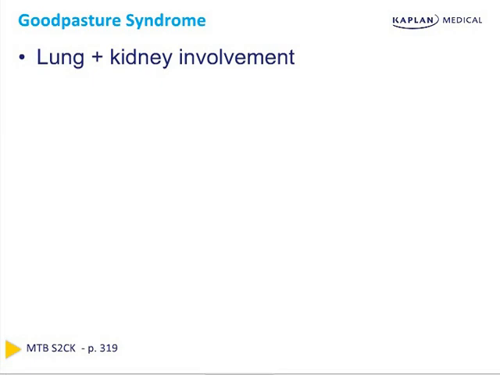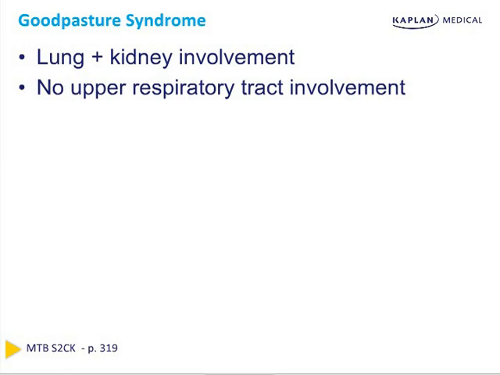One glomerular disease that's often tested on the USMLE Step 2 is Goodpasture syndrome. You'll want to think about the diagnosis of Goodpasture syndrome when you see the signs and symptoms of glomerular disease plus lung involvement. One thing to remember is that in Goodpasture syndrome, there's no involvement of the upper respiratory tract. This is what helps us differentiate it from Wegener's granulomatosis, which can also present with hematuria and hemoptysis, but will also have upper respiratory tract involvement like sinus disease.